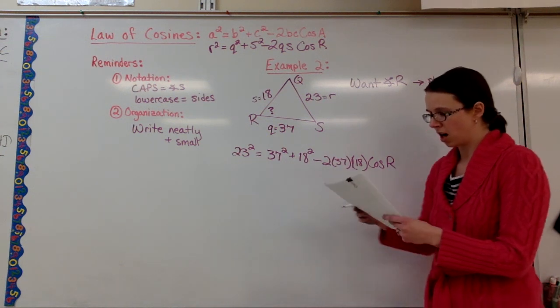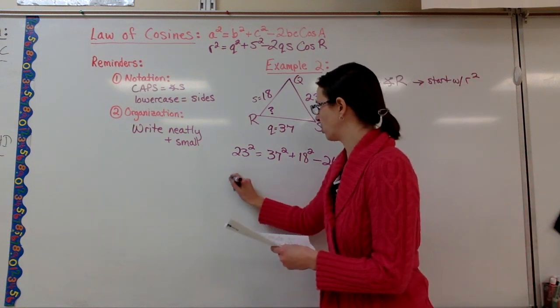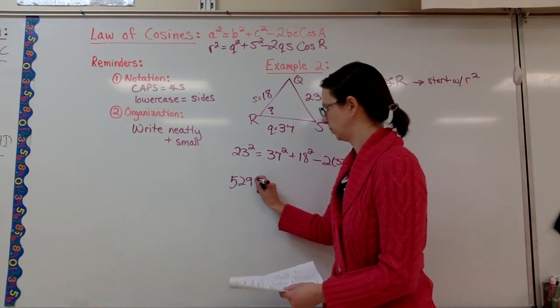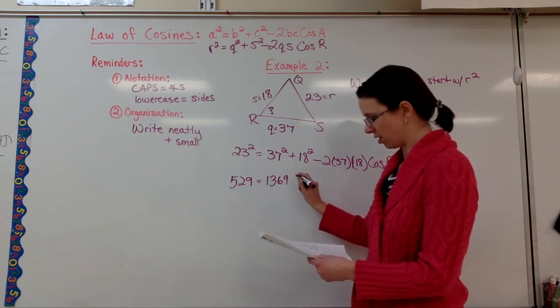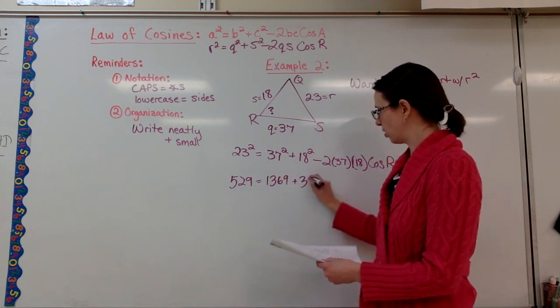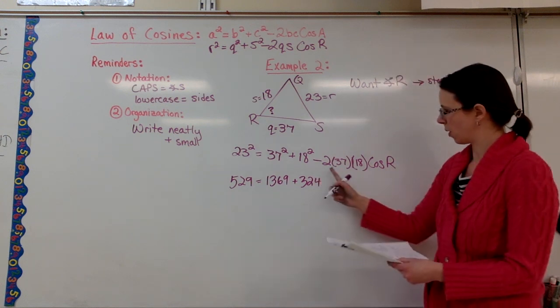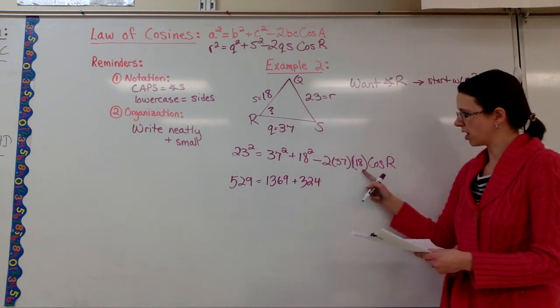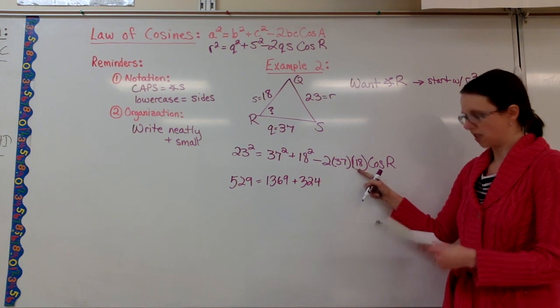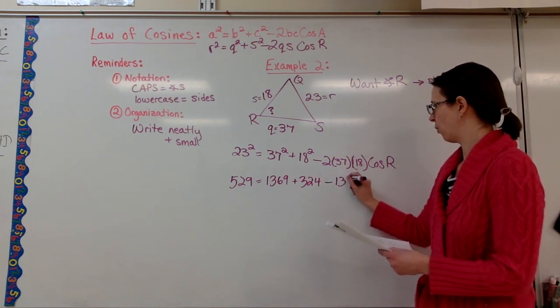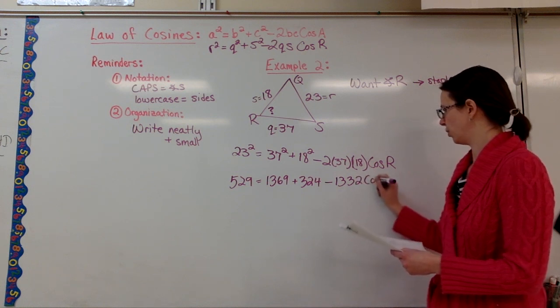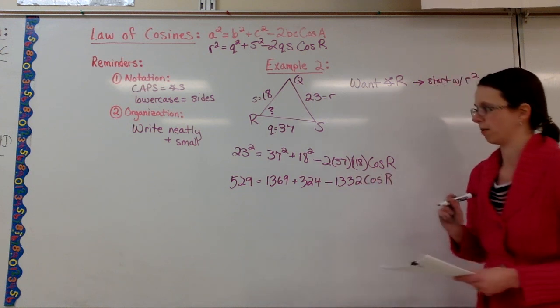As we're going through here, we get 529 for 23 squared. We get 1369 for 37 squared, 324 for 18 squared, and then this product right here, the 2, the 37, and the 18, multiply to be a negative 1,332 times cosine of r.